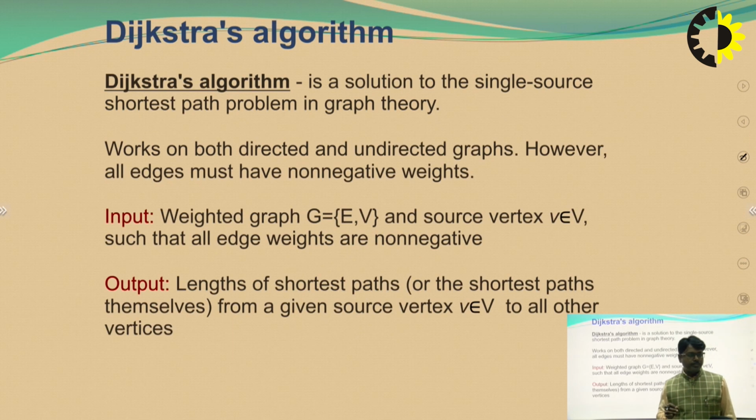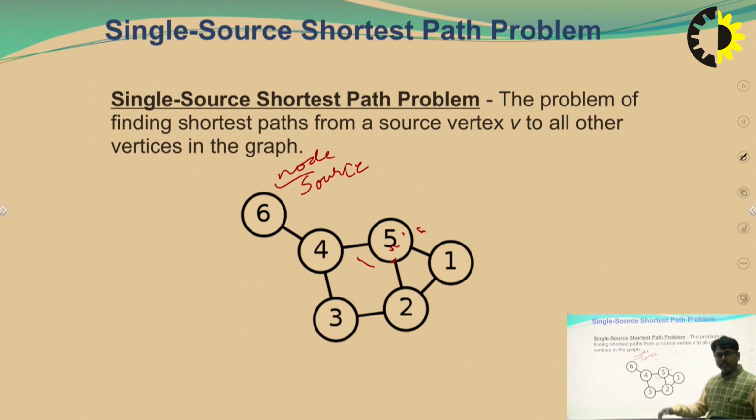Dijkstra's algorithm, as I said earlier, is a solution for the shortest path problem in graph theory. Why is it single source? Because there are a number of nodes in this graph, and anybody can consider any of the 6 nodes as a source. But in this algorithm, it is suggested to decide the source first, from where you have to start, and then traverse to the rest of the nodes, so that we can decide the single source shortest path from the source that has been decided.